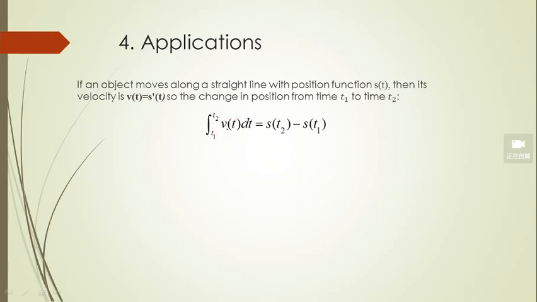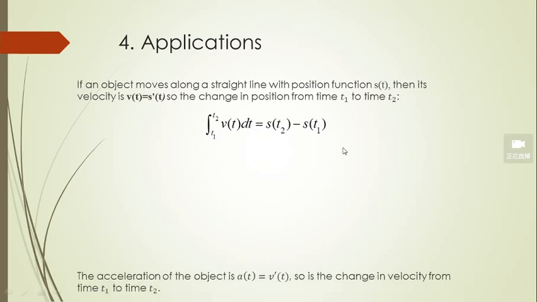which gives the velocity function. Here the independent variable is t, so we should write dt. Then that equals the change in position, s(t2) minus s(t1). So we can work out the change in position from t1 to t2 with this definite integral. Again, it still represents the net area, but now we should understand what this area means. This area is the change in position of one object.